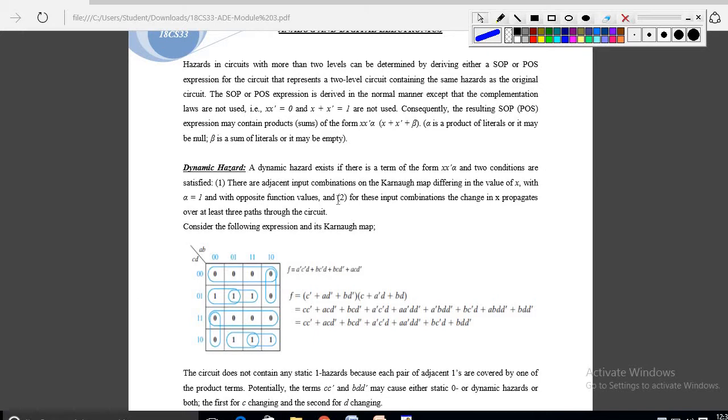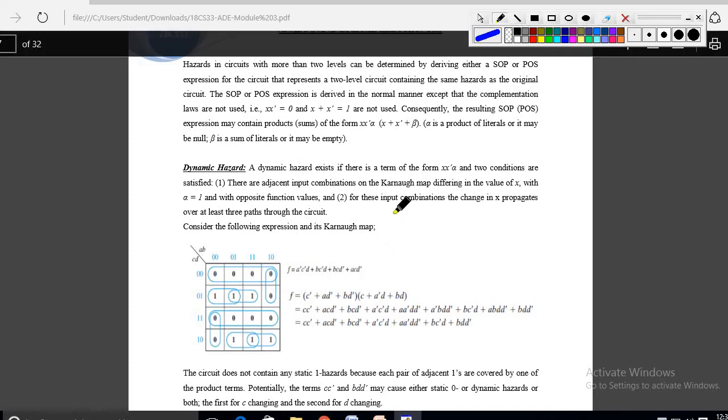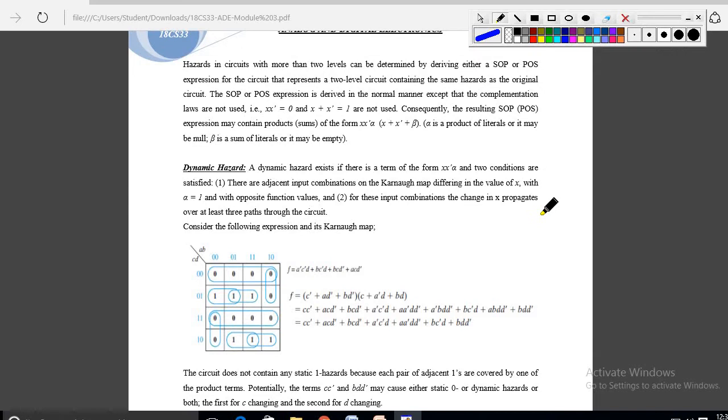that there are adjacent input combinations on the Karnaugh map differing in the value of x with alpha equal to 1. Also, the alpha value is 1 and the x value has to differ; that is the first concept. And the second is that the change in x propagates over at least 3 paths through the circuit. Now, for static 1 hazard, we already saw that adjacent ones should be grouped.